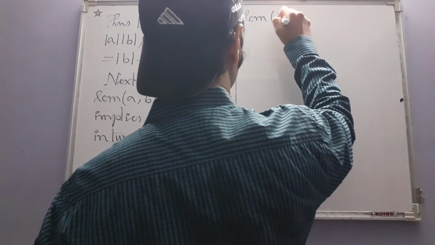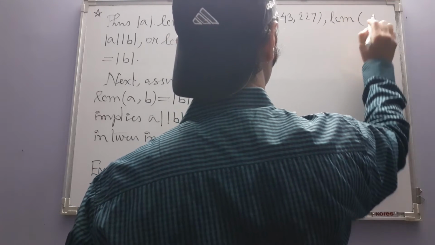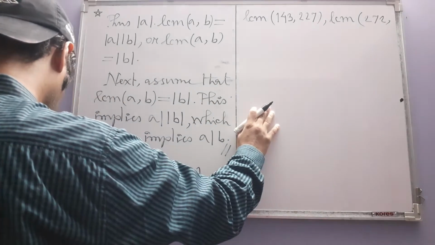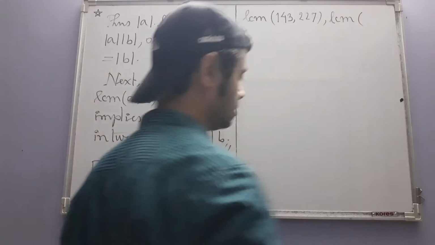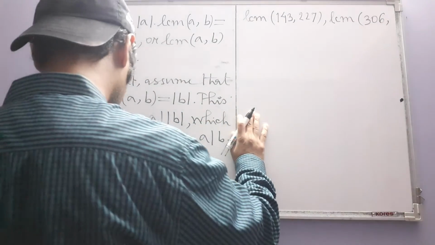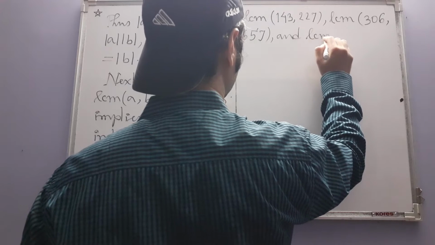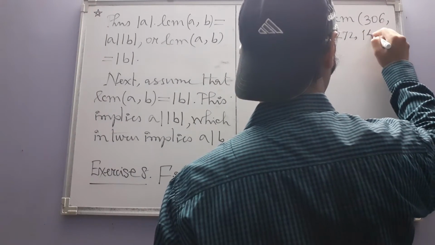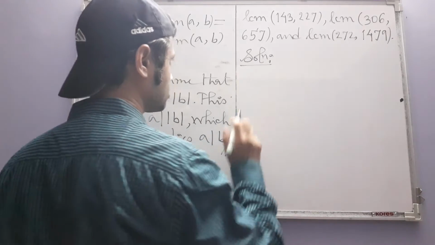LCM of 143 and 227, then LCM of 272... no, that's not, I mean, I can write the last one here also, but 306 and 657, and there is another one, and here we have 272 and 1479. So the solution simply goes like this.